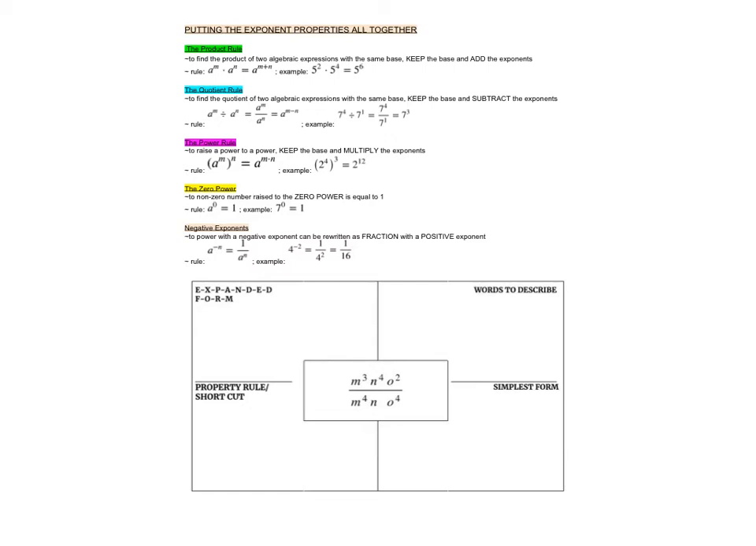Hello and welcome back. We're going to take a look at some Frayer models, and we're going to look at some situations where sometimes the exponent properties are put together. There's more than one property being used in a problem.